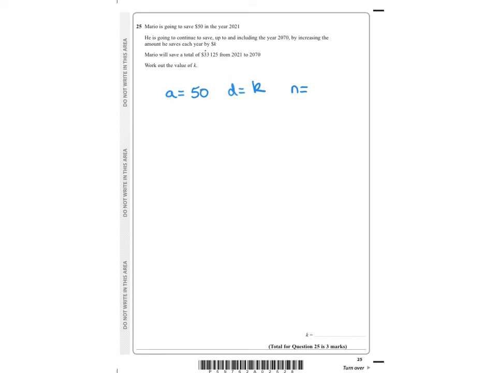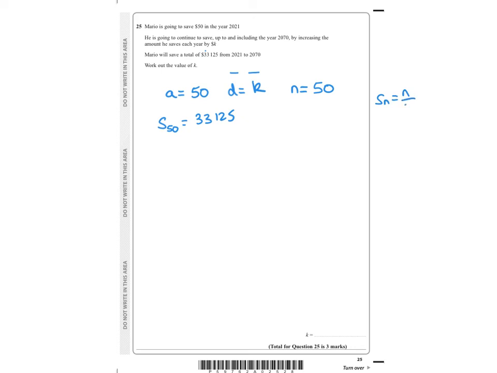Up to and including the year 2070, Mario will have saved a total. So if we're going from 2021 to 2070, but we're including both years, that's going to give me N of 50, okay? Because we're including the year 2070. And then he will save a total, so we're looking at SN if we're looking at our total. So our S50 is 33,125. So the formula is in the front.